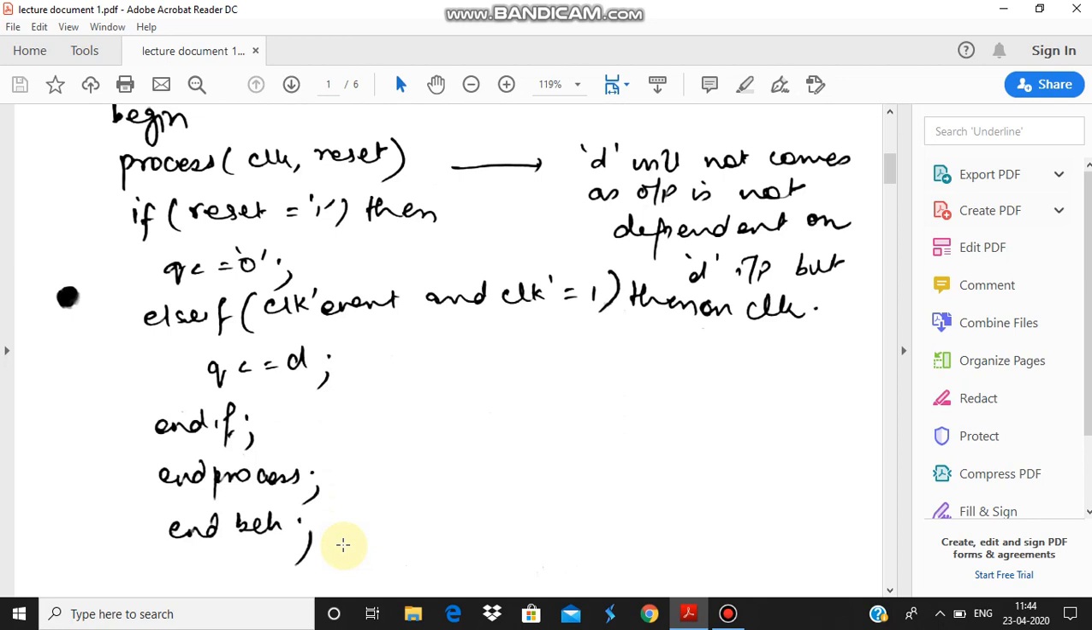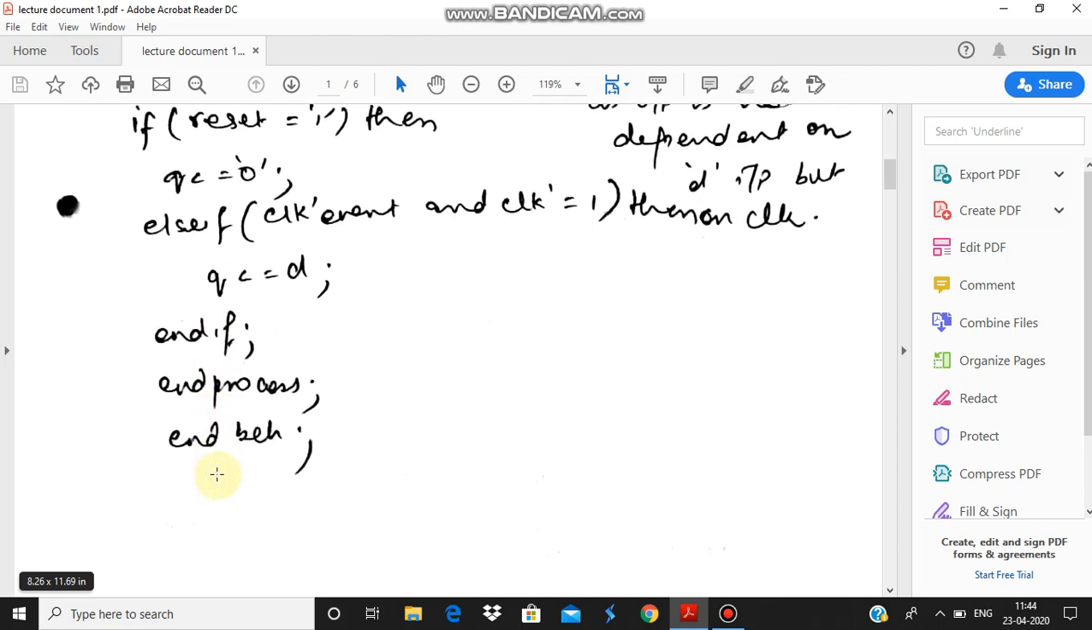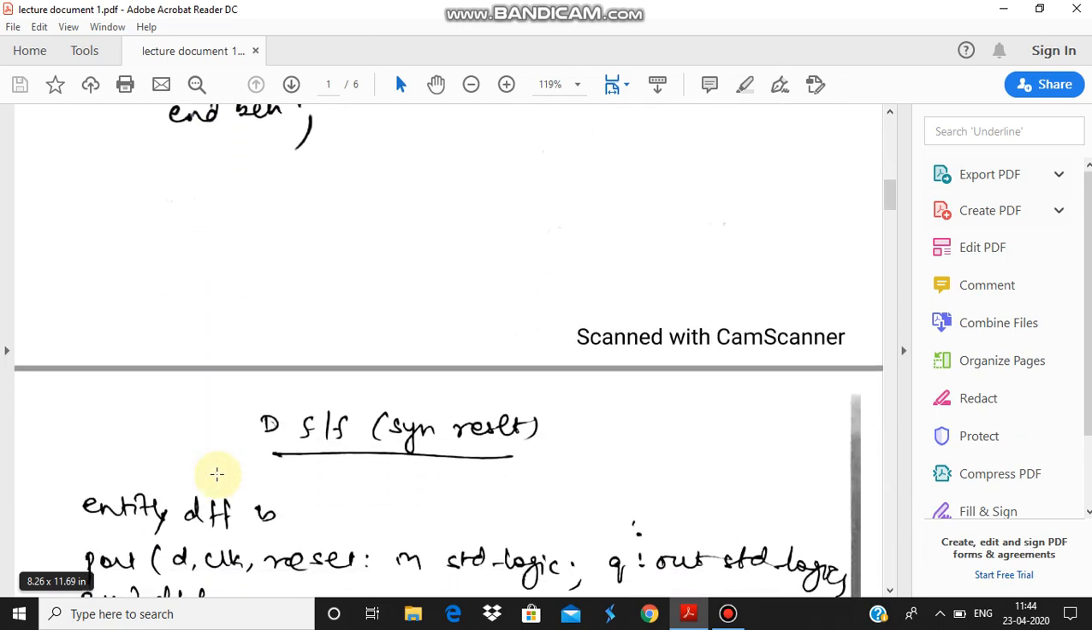Reset को high रखना है, right? Reset high है तो तुम्हारा output Q आएगा. Q आएगा, लेकिन Q कब आएगा? When will Q follow D? It will follow D only for your rising edge of the clock. If the condition is clock is positive edge triggered, then your Q is less than or equal to D, end if, end process and end behavior. So this was your asynchronous reset.